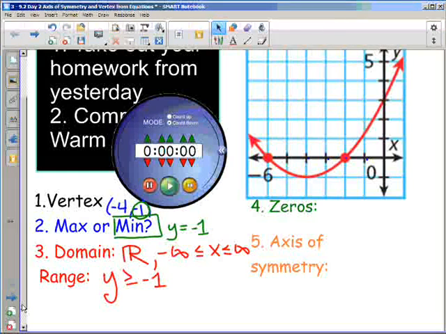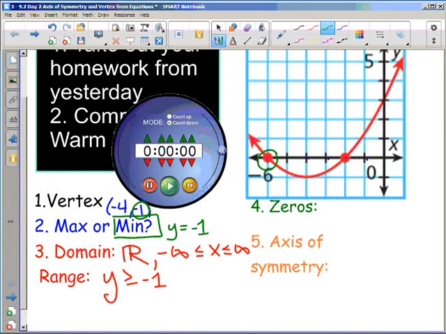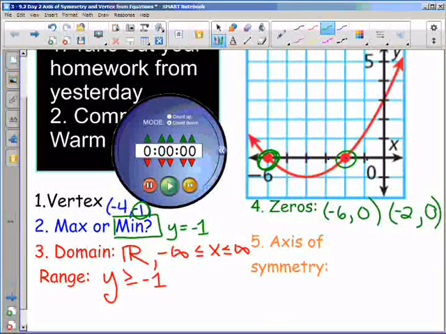And this is what we learned yesterday from the graph. We have our zeros, which is where it crosses the x-axis, and we always write them as ordered pairs. It's called a zero because it makes the y-coordinate 0. So it looks like our first one is (-6, 0), and our second one is (-2, 0).